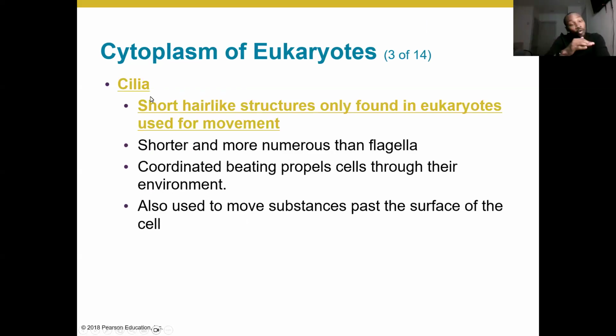Cilia are short hair-like structures. Cilia are only found in eukaryotes. The cilia are used for movement. They're going to be shorter and more numerous than flagella, but they're only found in eukaryotes, and they're used for movement.